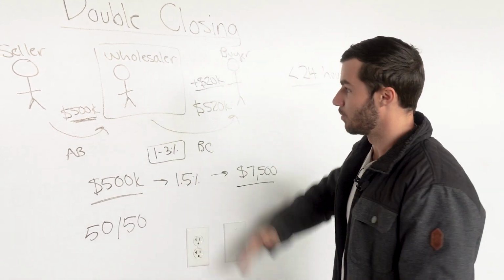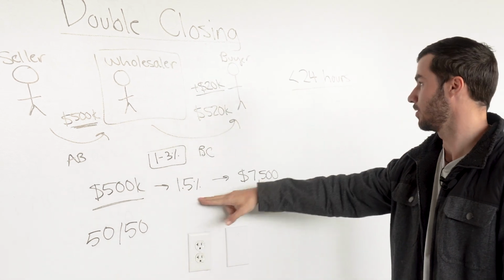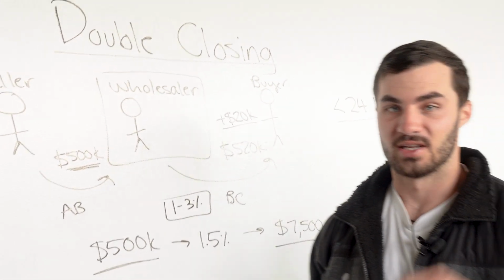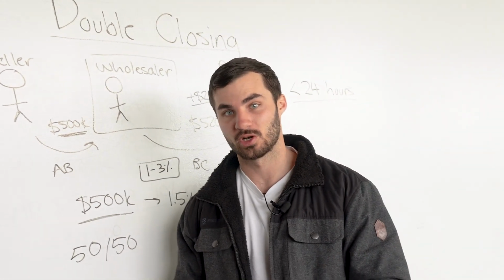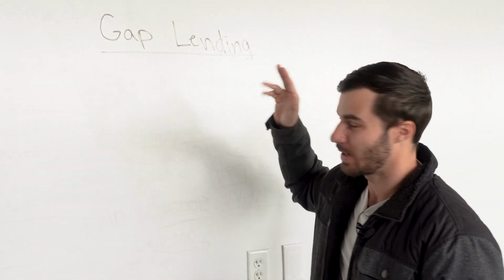So this is a full breakdown of double closing. You are working with wholesalers on these. You're expecting to charge somewhere around that. It should take less than 24 hours, and that's how you can determine that it's a double closing. Now, next, we're gonna talk about gap lending. Okay, so next, let's talk about gap lending.